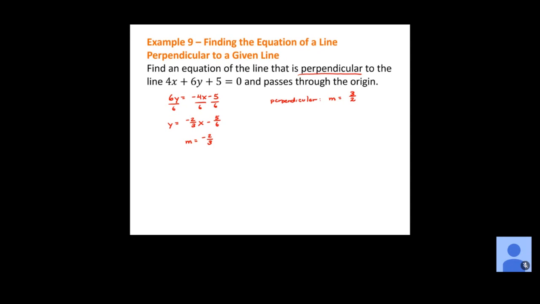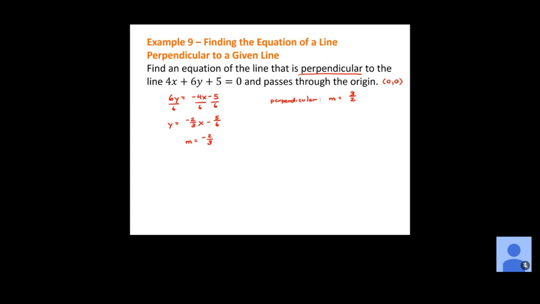We know the y at any point, right? So as long as we have a point and a slope, we can use point slope. If you specifically know the y-intercept, then we could use slope intercept, right? Now, what do we know about the point that this line has to pass through? 0, 0, right? Because the origin in this case would be the point 0, 0.